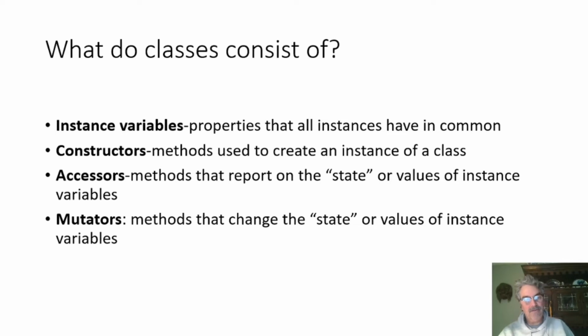Additionally, there are accessors, which are methods that report on the state or values of an instance variable, such as get customer balance. That would report and return the current state or value of the customer balance variable. So that would be an accessor. A mutator is a method that changes the state or value of an instance variable. So add purchase might be a method within the customer class that adds a purchase by that customer to their balance.